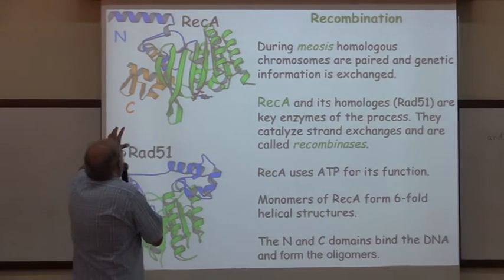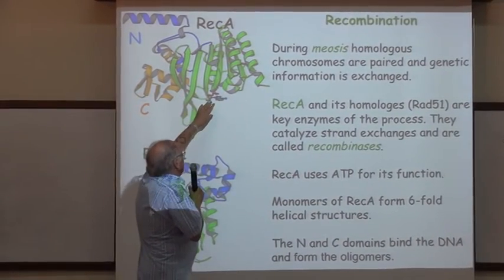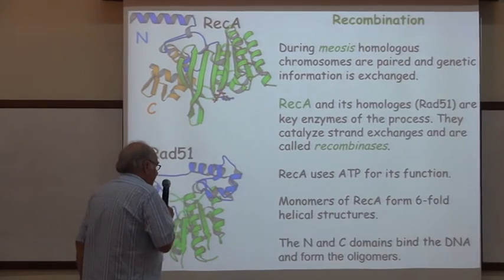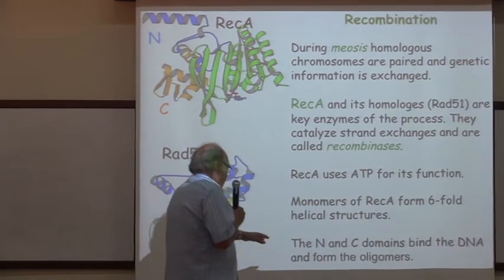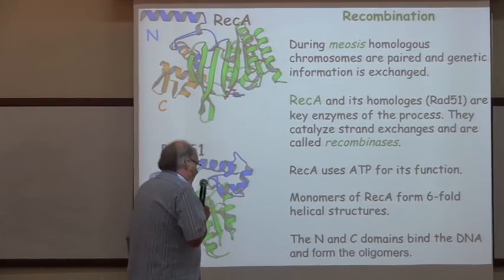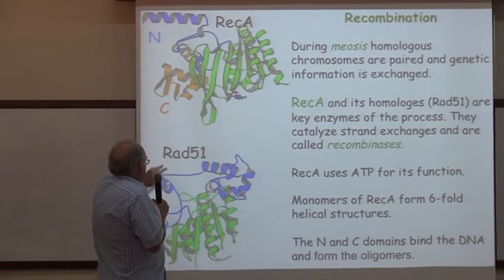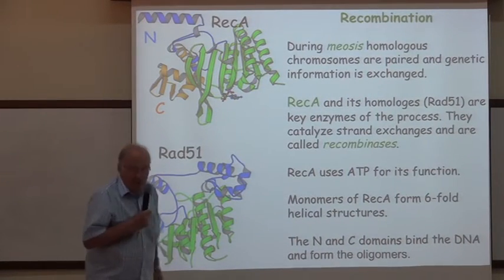And this is a monomer of the RecA, with the ATP binding site down here. And the amino terminal and carboxyl terminal domains bind the DNA and form the oligomers. So this is the eukaryotic, and this is the bacterial version.